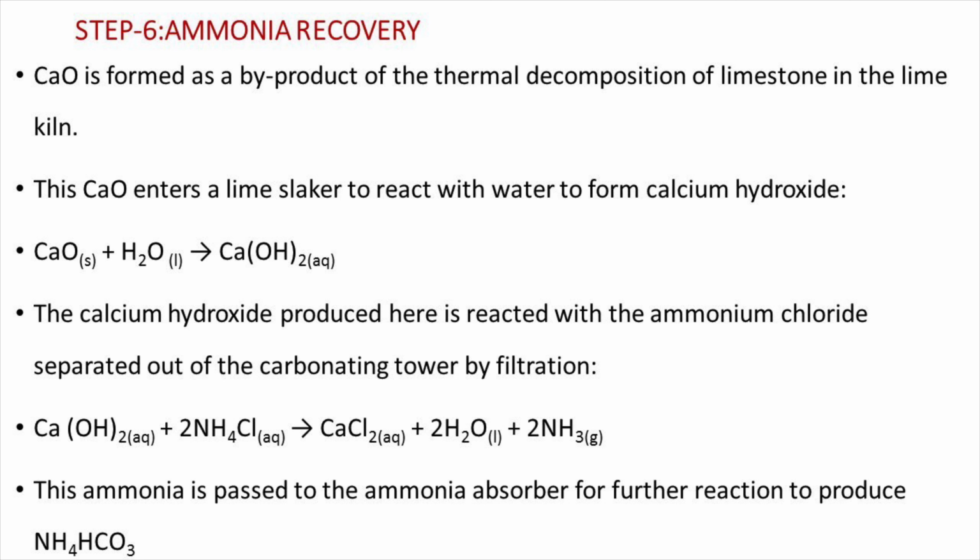Calcium oxide is formed as a byproduct of the thermal decomposition of limestone in the lime kiln. This calcium oxide enters a lime slaker to react with water to form calcium hydroxide. The calcium hydroxide produced here is reacted with the ammonium chloride separated out of the carbonating tower by filtration. That is, calcium hydroxide plus 2 ammonium chloride gives calcium chloride plus 2 molecules of water plus 2 molecules of ammonia. This ammonia is passed to the ammonia absorber for further reaction to produce ammonium hydrogen carbonate.